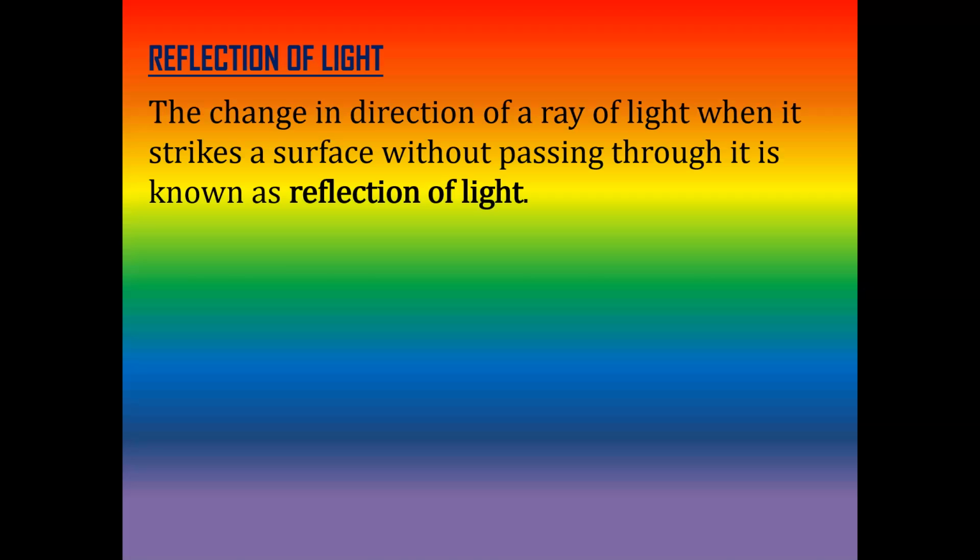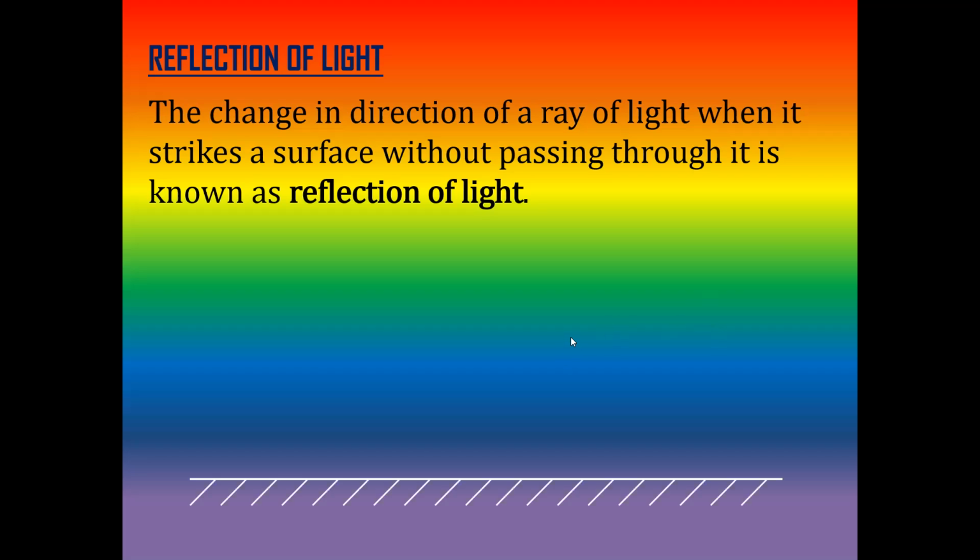Reflection of light. How do we define reflection? When light strikes a surface, it bounces back. This property of light, when it strikes the surface and bounces back, we call reflection. Reflection can occur with a smooth surface as well as a rough surface. With a smooth surface, the light rays will be reflected in the same direction, but when they strike a rough surface, the light rays will scatter. So the change in direction when light strikes the surface, we simply call reflection.